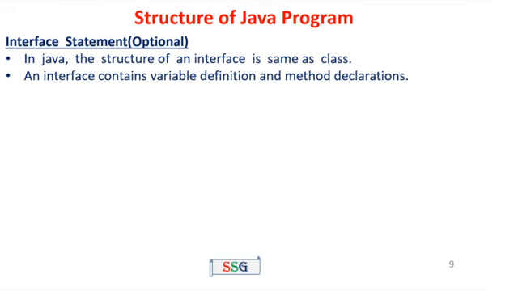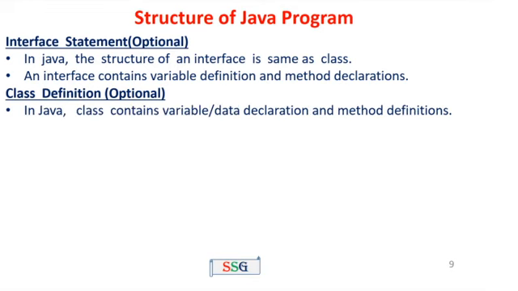A class contains variable declaration and method definition. An interface contains variable definition and method declaration. We will discuss the interface section in future topics, no problem. It is available in the second unit. Okay, the class definition is optional.